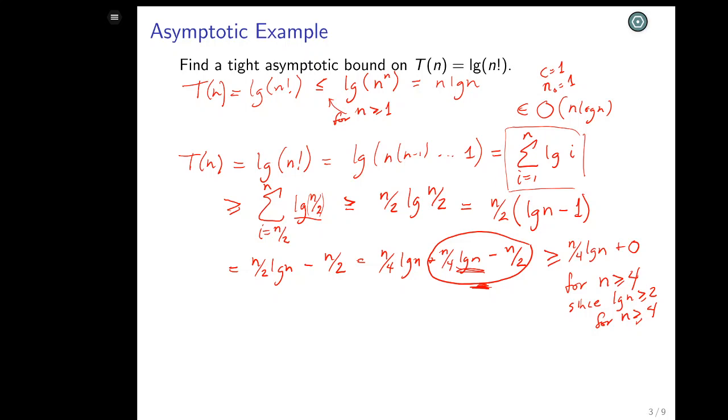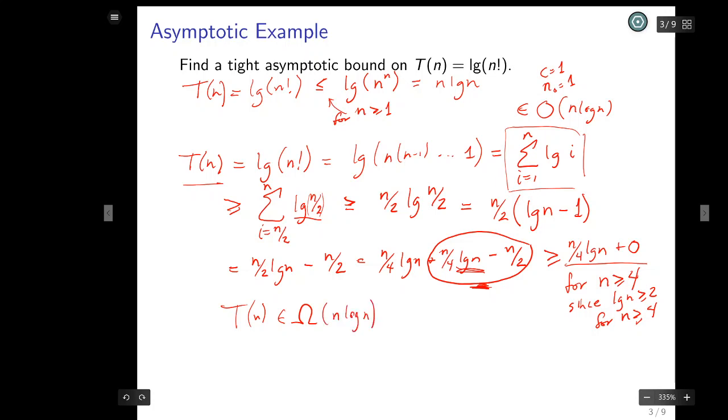Because now we know that T of n is greater than or equal to 1/4 n log n, as long as n is bigger than 4. If you want, the constants here are 1/4, and n0 is 4.